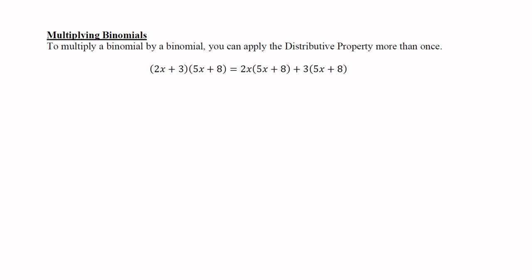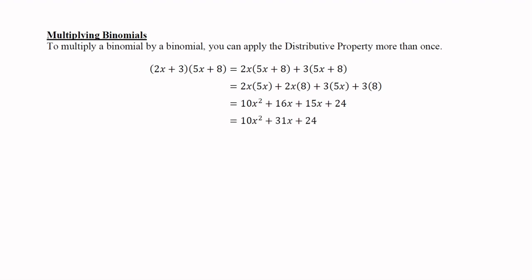When we do this, we're going to multiply out the 2x and the 5x, and the 2x and the 8. In the second part, we will multiply the 3 and the 5x, and the 3 and the 8. This gives us four terms, 10x squared plus 16x plus 15x plus 24. And then finally, we combine our like terms, 16x and 15x, which gives us 31x as our middle term.